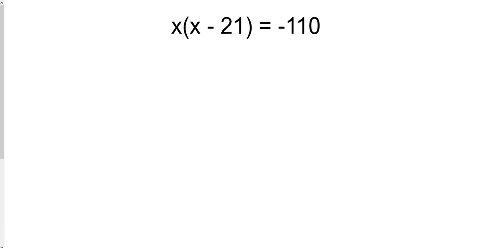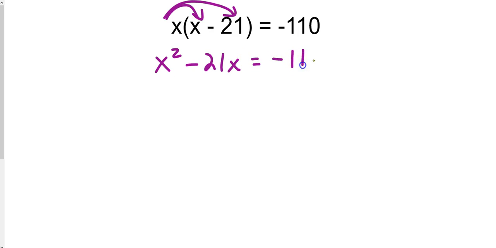But the other thing they tried to do is they threw in some parentheses. So we got to do a couple other things first. One, get rid of your parentheses. So all they really want you to do is distribute. So take x times x, that's x squared. Take x times -21, that's -21x, equal to -110.